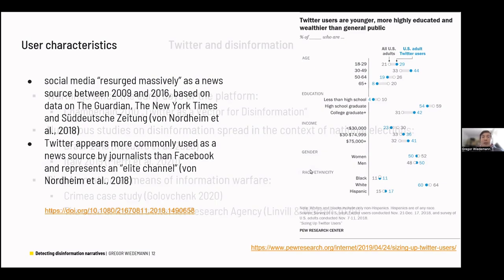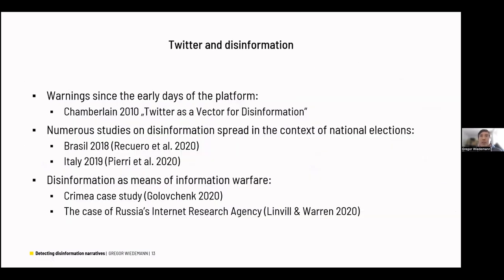So why does this play a role for disinformation, or how has this been investigated so far? As a kind of elite channel, it is for us one of the most important platforms if we want to look at the role of prominent people, celebrities and so on, and their role in disseminating disinformation. And we see already in the literature that there have been very early signs of warning. Already in 2010, there was a publication which warned that Twitter can become a vector of disinformation.